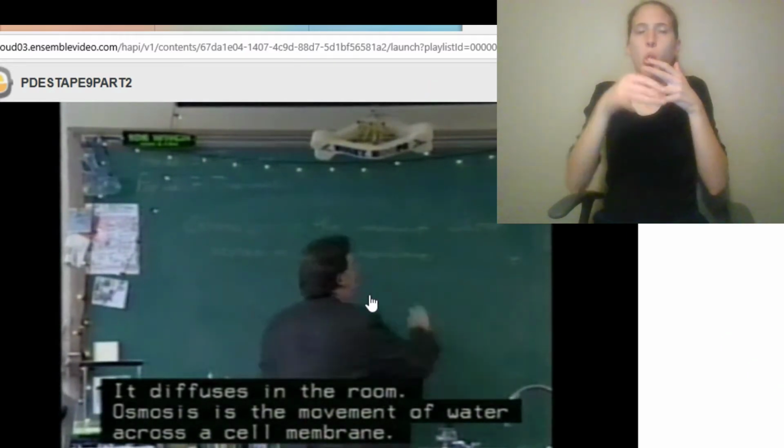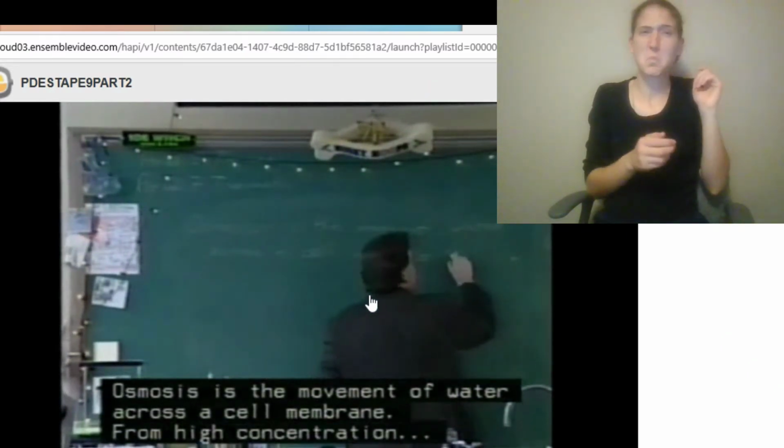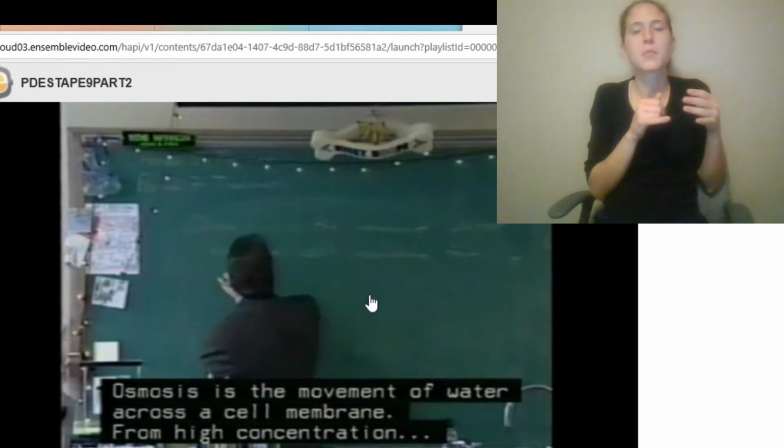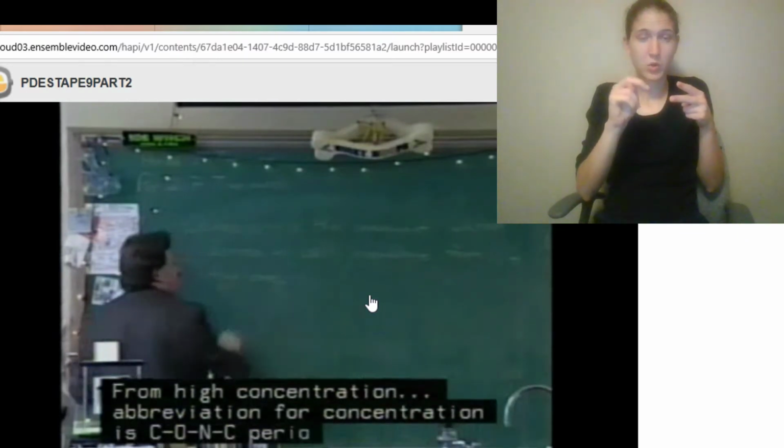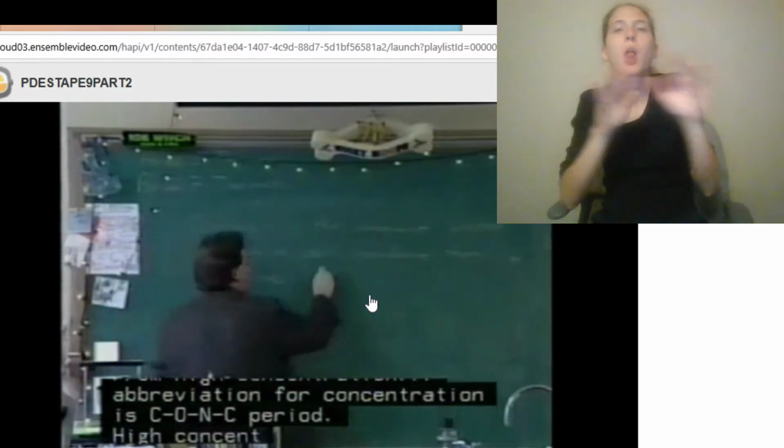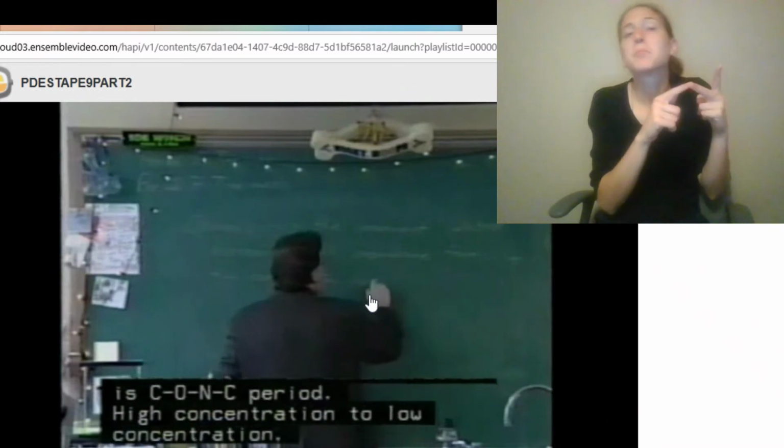And then the rest of the definition is the same. From high concentration, the abbreviation for concentration is C-O-N-C period. High concentration to low concentration.